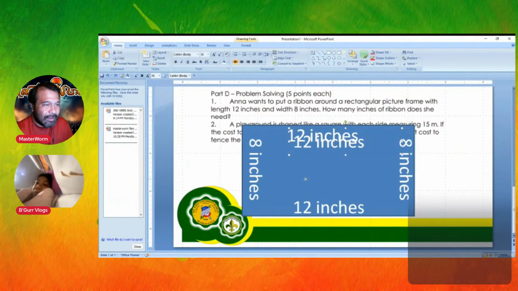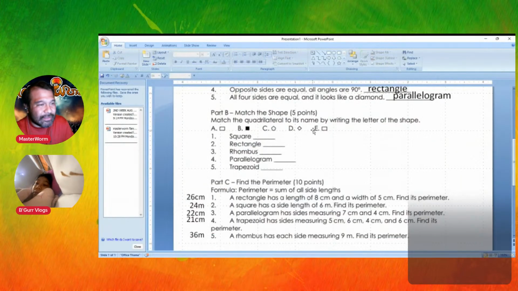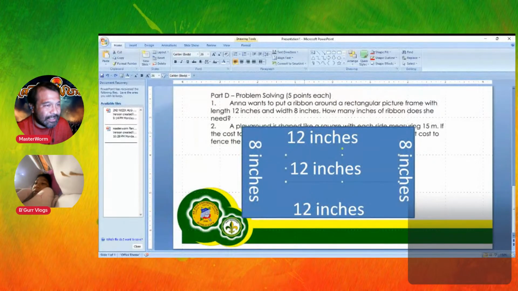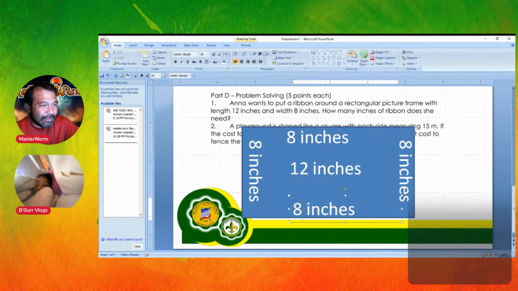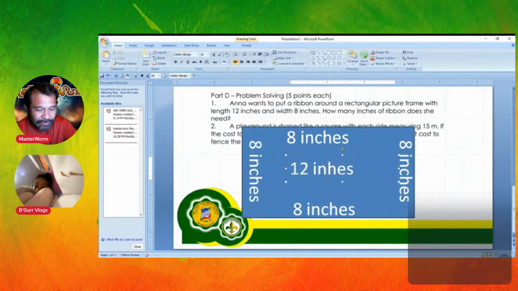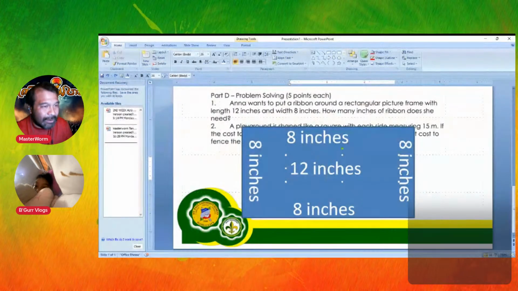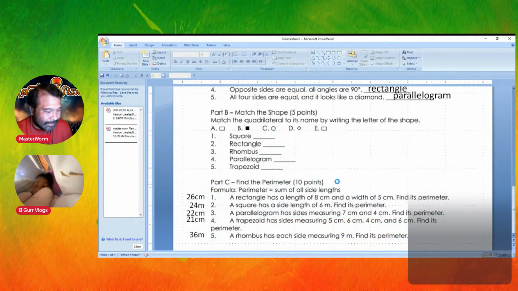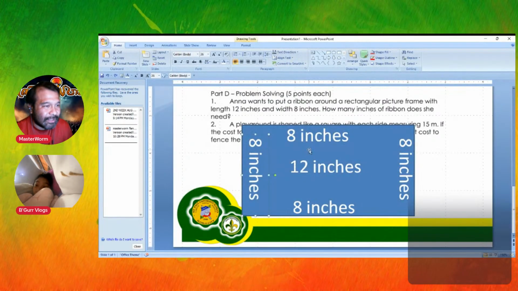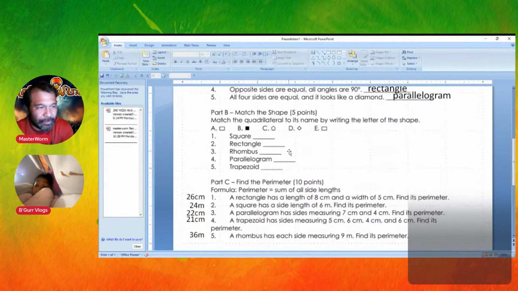Okay? But what happens if it's a square? What do you think happens if it's a square? I want to ask you if you know, if you understand. We are talking about a rectangle right now. You already answered that question. 20 plus 20, that's 40. So the answer there is 40.